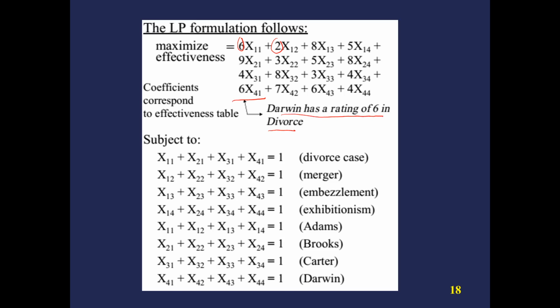And these are the constraints: one person will be assigned to one job, and this is telling us that one job is assigned to one person, etc. And of course all the variables are greater or equal to 0.